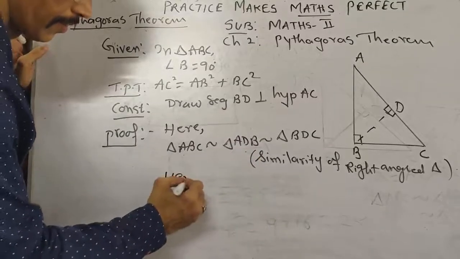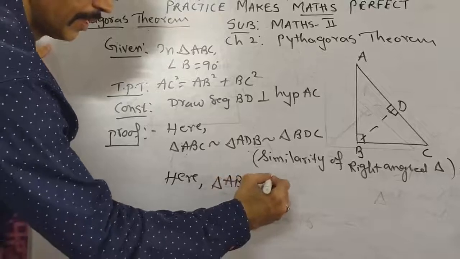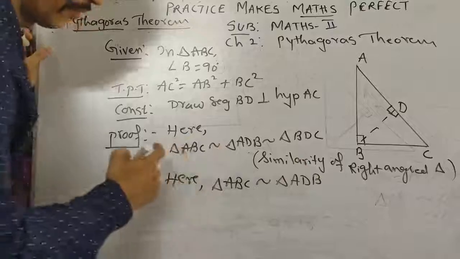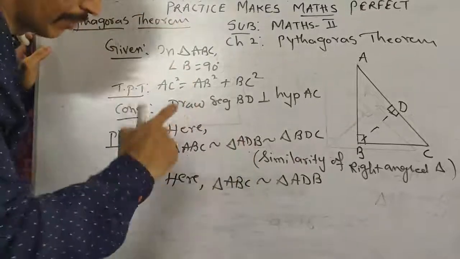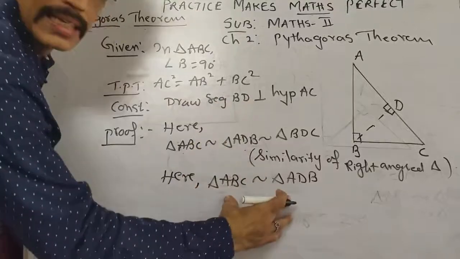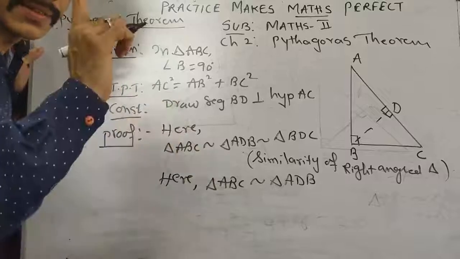Here, triangle ABC is similar to triangle ADB. First we will take these two, and the second time we will take the first and last. This is very easy. Now two triangles are similar. All of you know sides are in proportion. We are studying this in the first chapter.